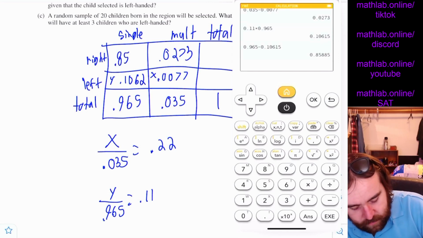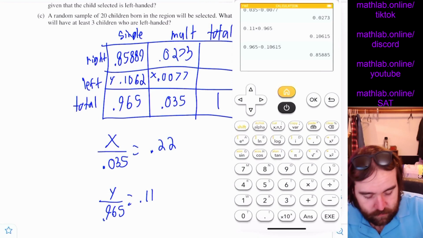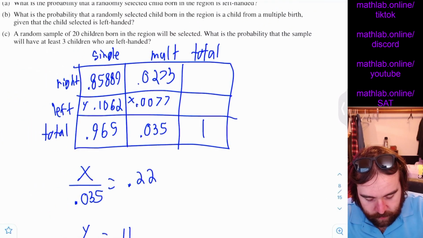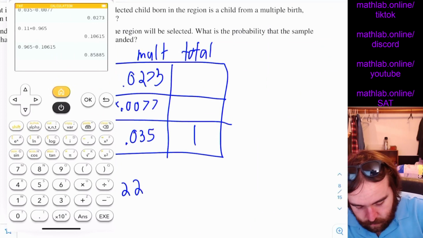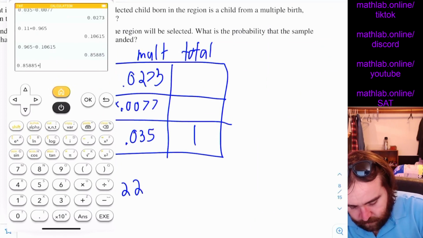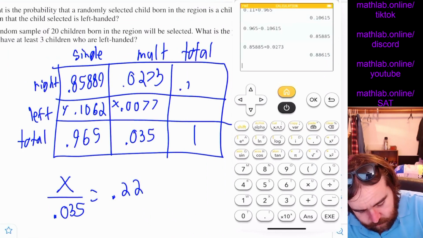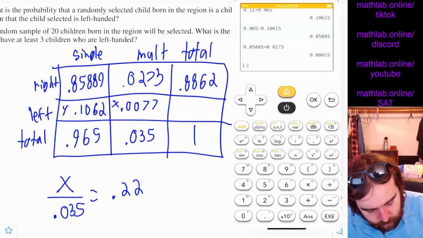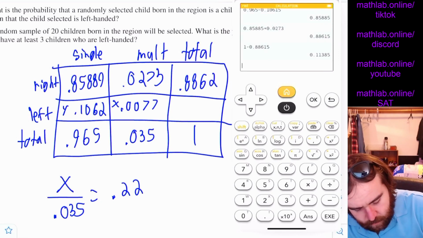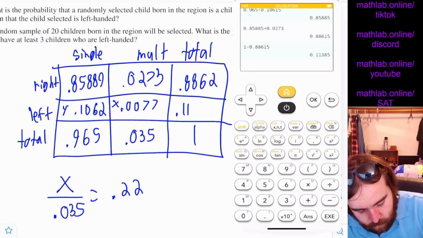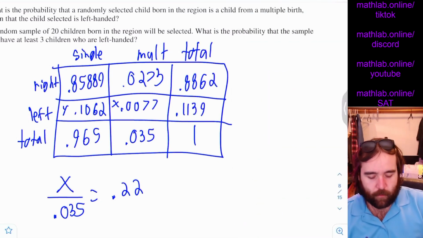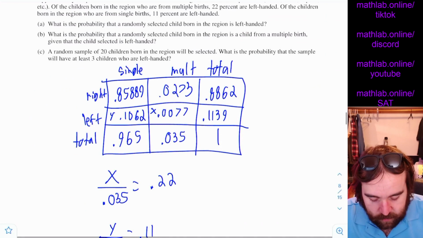And now that we have every single box in here, we don't have those totals yet. Should we do that? We add that plus 0.0273, which is 0.8862. And then do 1 minus that answer to get 0.1139. All right. Now that we got the two-way table, it should all just be easy.